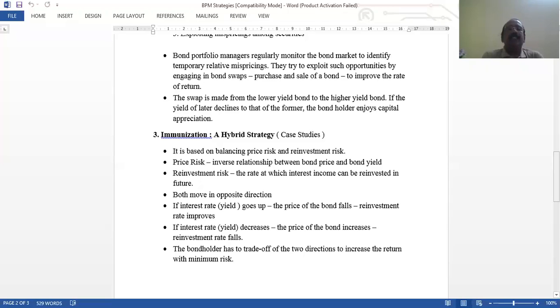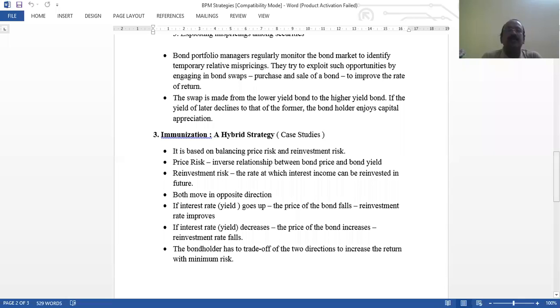The hybrid strategy, the combination of both active and passive, is the hybrid strategy. It is the balancing of both price risk and reinvestment risk. As all of us know, for price risk, there is an inverse relationship between bond price and yield. The reinvestment risk is the rate at which the interest income can be reinvested in the future. So both move in the opposite direction. So you cannot hold one bond by looking at only the price risk and reinvestment risk.